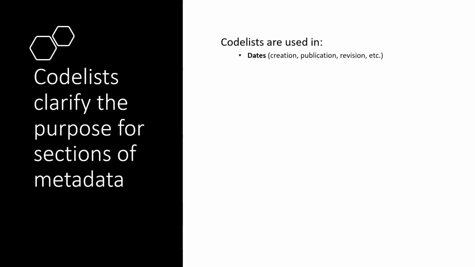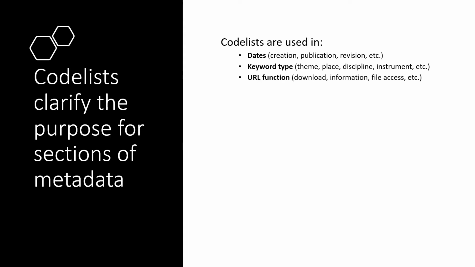Does a date represent when the data was created or when the data was published? Can a list of keywords be categorized as part of a theme, a place, or series of instruments? If you visit a URL, will you find information, downloads, or file access? Where a contact is mentioned, how are they involved with this project? Are they the principal investigator, a processor, the general data point of contact?